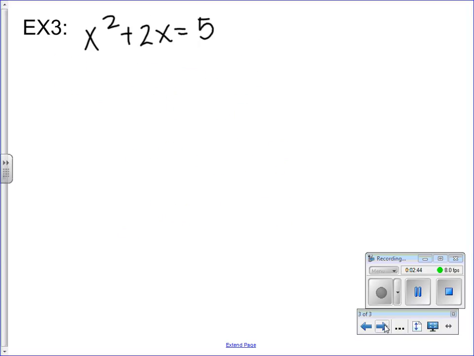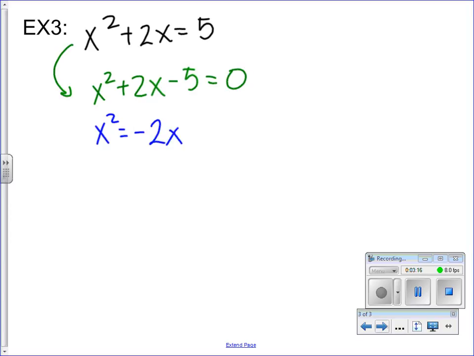The third example is going to be x squared plus 2x equals 5. Okay, so first thing I'm going to do is I'm going to move the 5 over to the other side. So I have x squared plus 2x minus 5 equals 0. These are equivalent. Next, I'm going to actually leave the x squared as the only thing on the left side. So I'm going to move the other two terms over to the other side. So that means it would be x squared equals negative 2x and positive 5 over here.